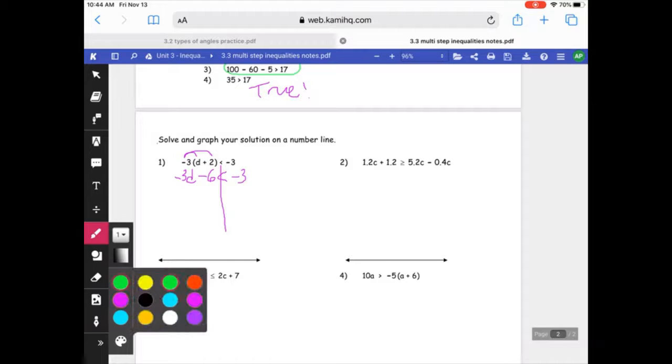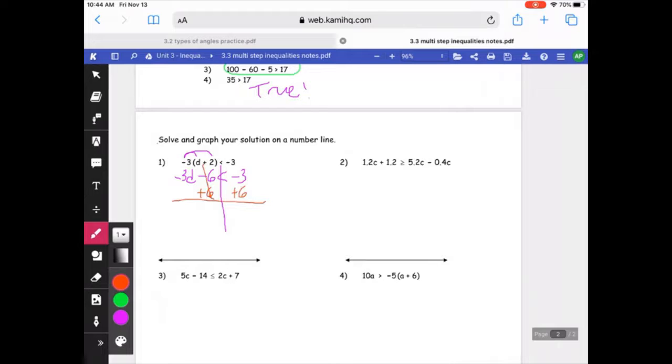And now, we have a regular old two-step inequality. So we're going to add 6. These 6's are going to cancel. We have negative 3d is less than positive 3. Negative 3 plus 6 is 3. And now when we divide both sides by negative 3, remember, whenever we divide both sides of an inequality by a negative number, we have to flip the symbol. So we have d is greater than negative 1.